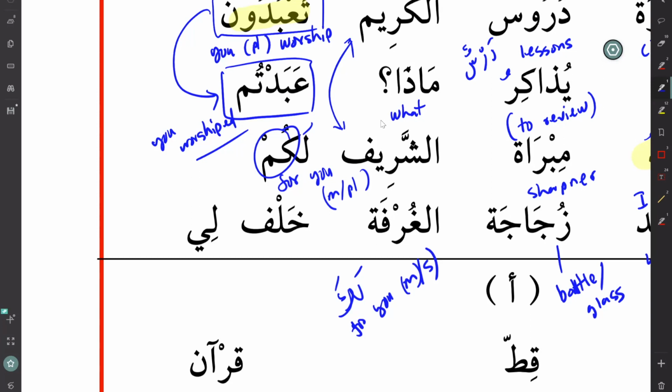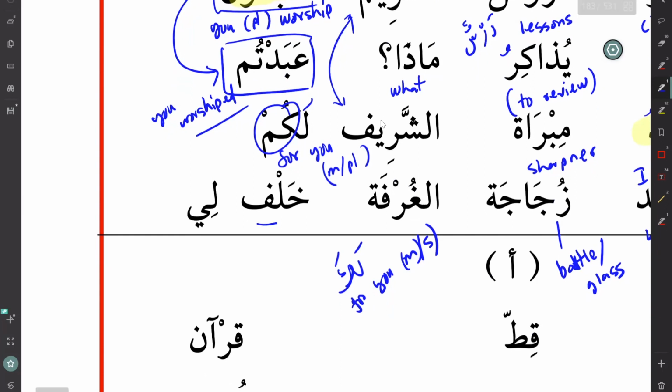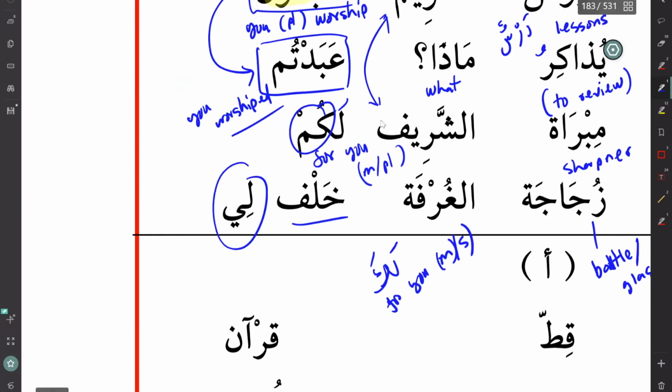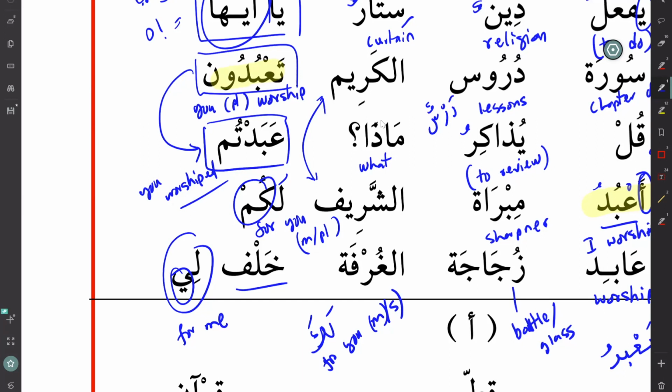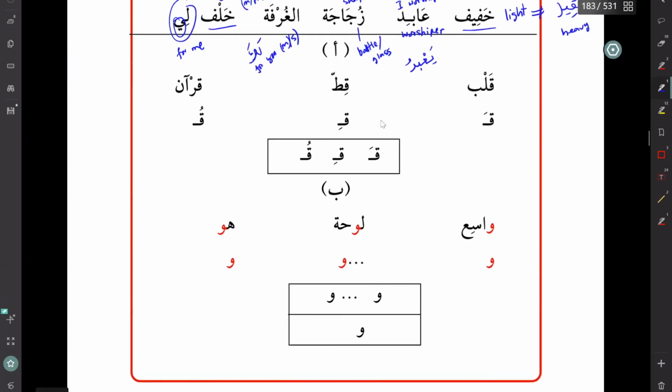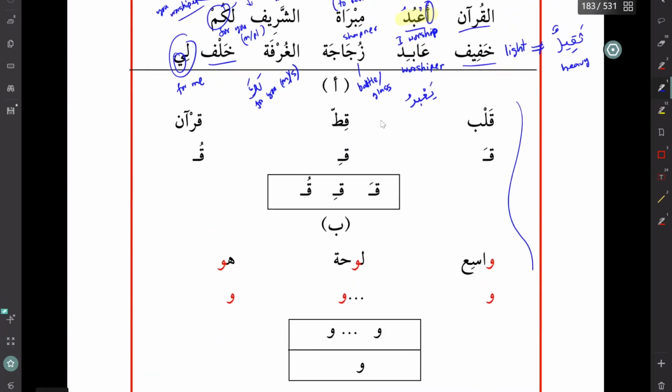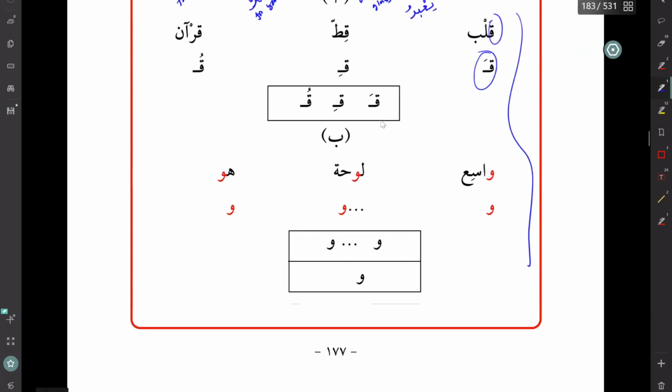Now, we have khalfa, we know khalfa, which is behind. Li, same thing. See, laka is for you, li is for me. For me. Okay, this ya is for me. I think we'll have a lesson on all of these pronouns: how do you say my, your, all these detached pronouns, inshallah. Okay, so the next exercise, we basically have the writing exercise, showing you qaf in different places. Qalbun, qittun, Qur'anun. Okay, and then we have wasi'un, lawhatun, and huwa.